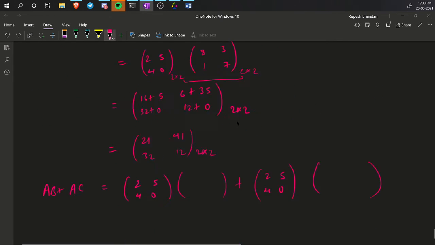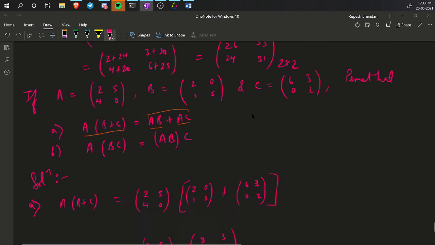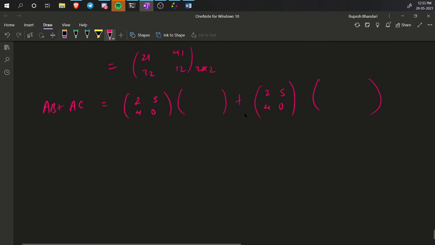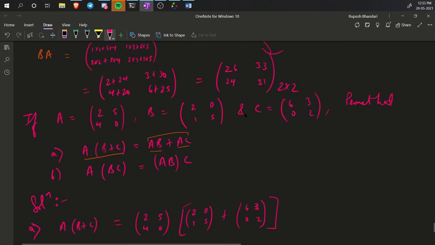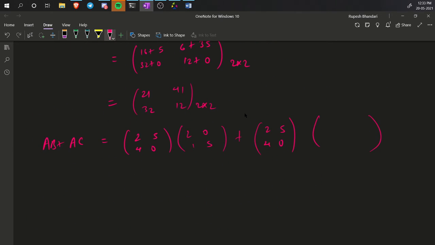What is B? 2015. And then what is the other one? 6302, yeah. So 2 by 2, 2 by 2, that just means it's multipliable. Same thing over here, 2 by 2, 2 by 2, that just means it's multipliable.